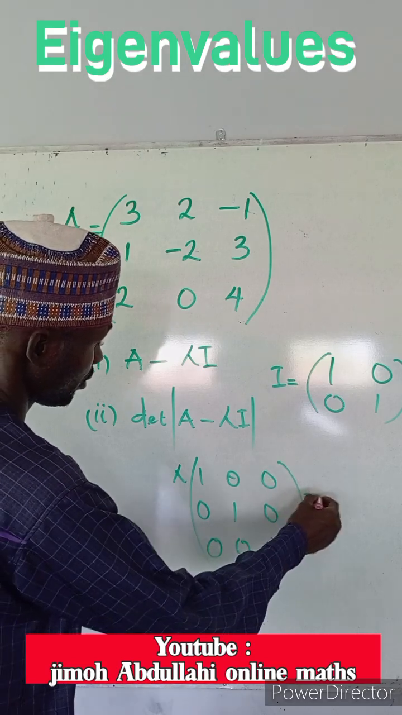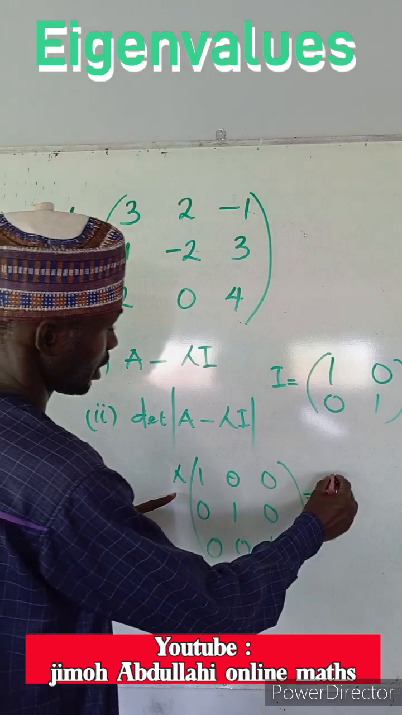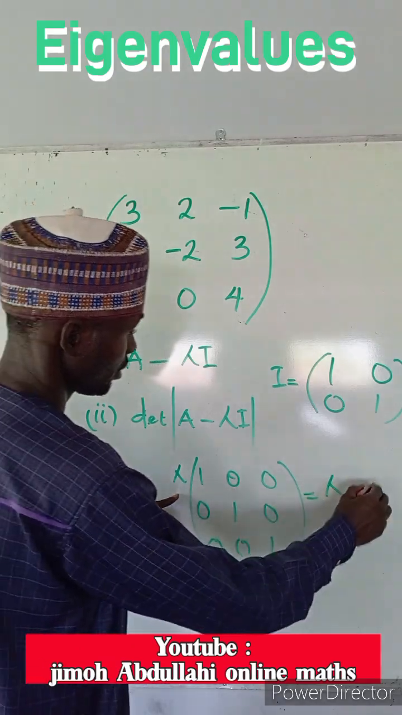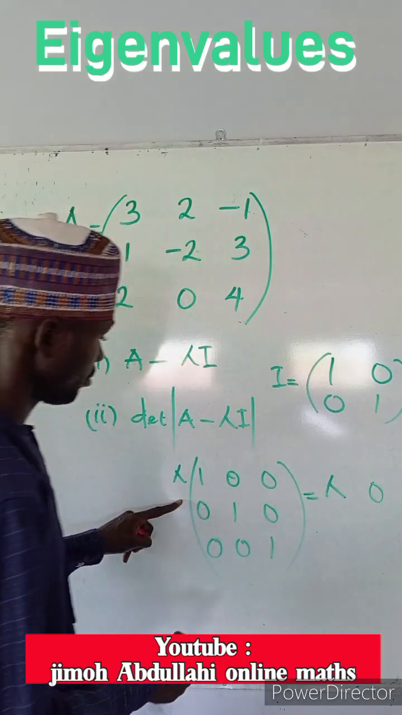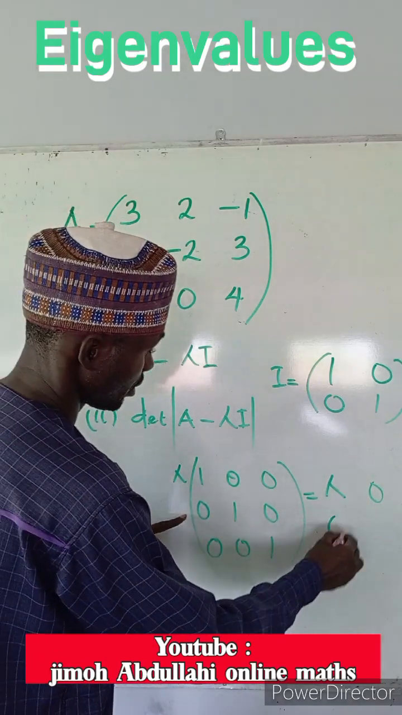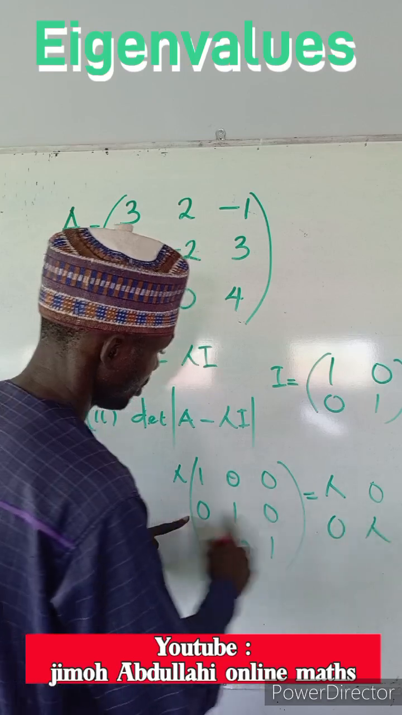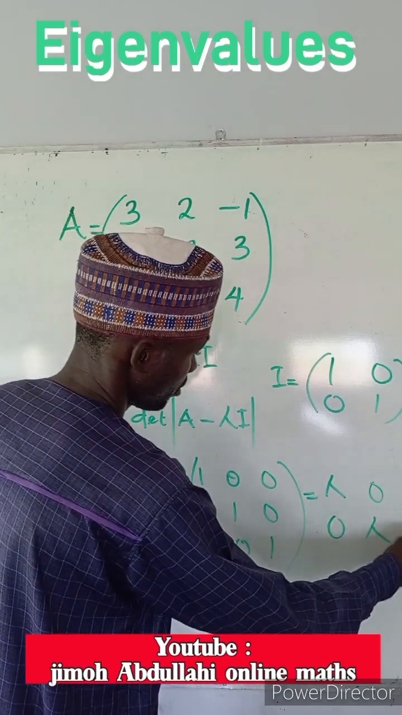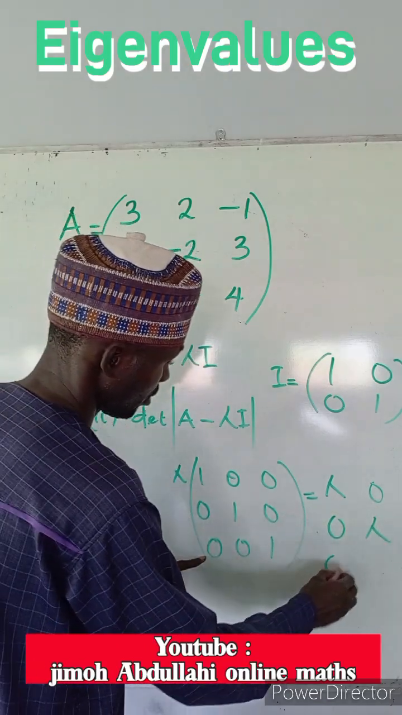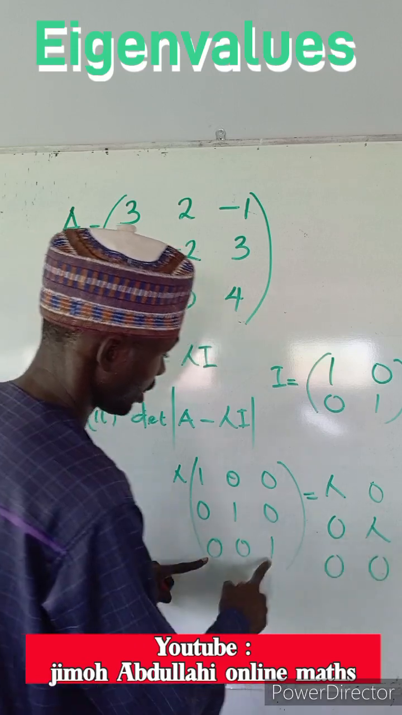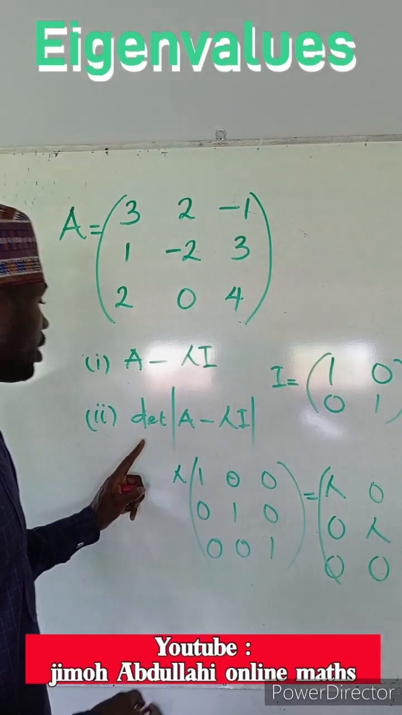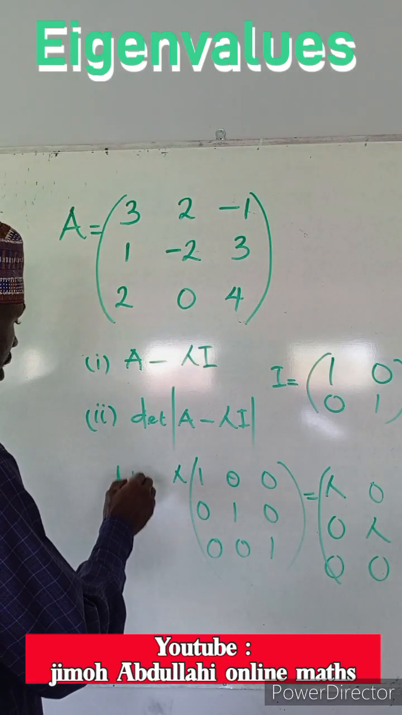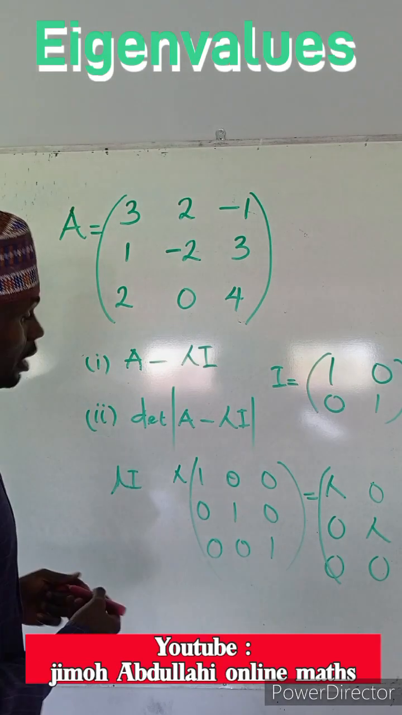And that will give us lambda times 1 will give us lambda. Lambda times 0 will give us 0. Lambda times 0 will give us 0. Isn't it? Then lambda times 0 here will give us 0, times 1 will give us lambda, times 0 will give us 0, then times 0 will give us 0, times 0 will give us 0, and times 1 will give us lambda. So that is our lambda I, isn't it? Lambda I.